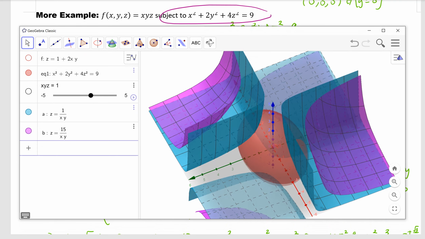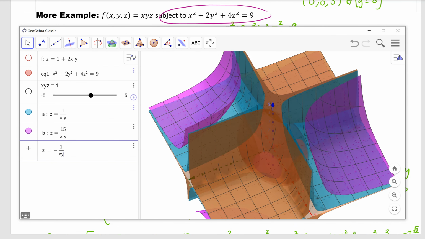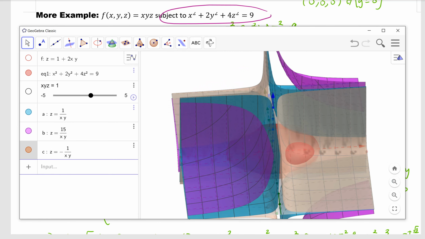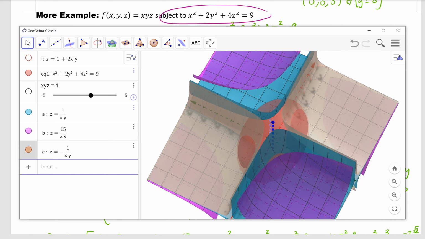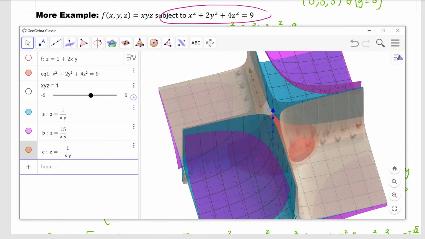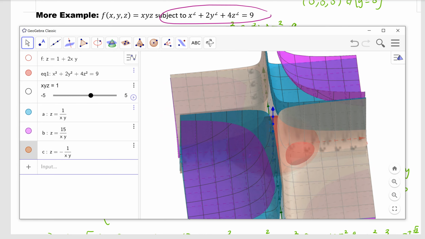Can it be negative? Can z be minus 1 over xy? Yes, it could be like that. You see? So that's why, on a constraint like the ellipsoid, we can get maximum and minimum values. So this is a picture, right?